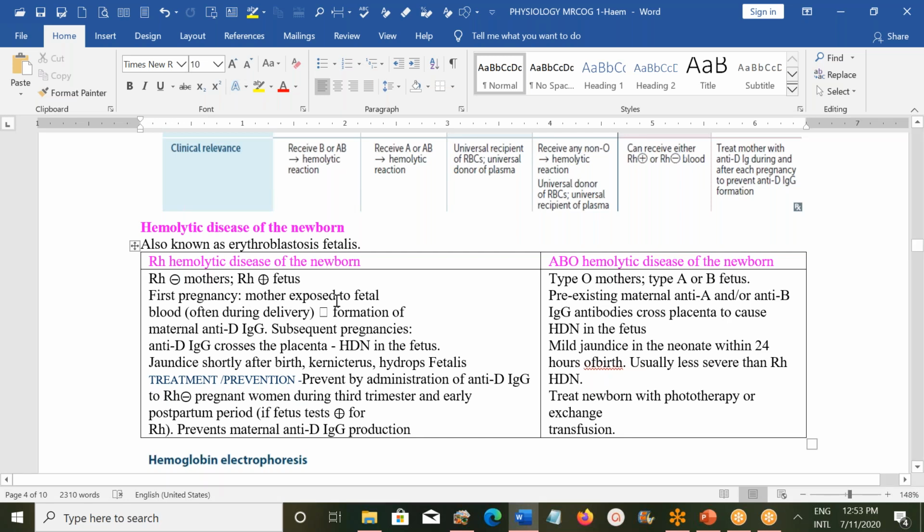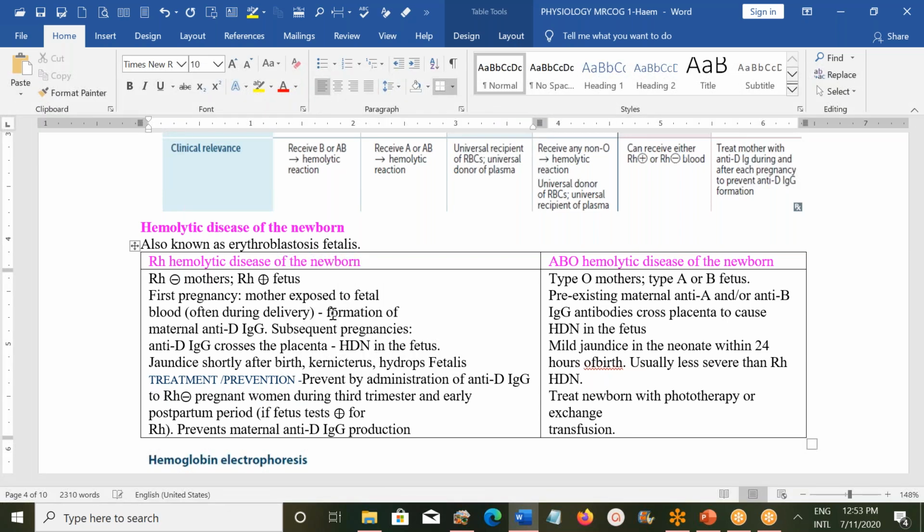In the first pregnancy, the mother is exposed to the fetal blood, often at the time of delivery. So it will cause formation of antibodies in the mother. But the baby has already been born, so these antibodies are not going to affect the first baby. In the next pregnancies, anti-D, now this is IgG, so it can cross the placenta. It will go to the fetus and attack his RBCs, so hemolytic disease of the newborn is produced.